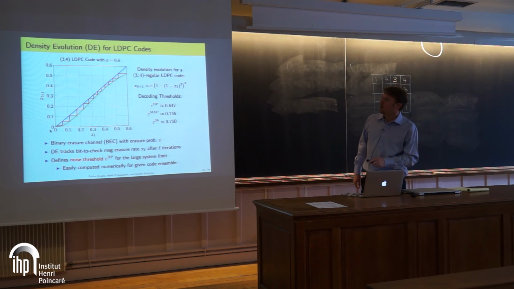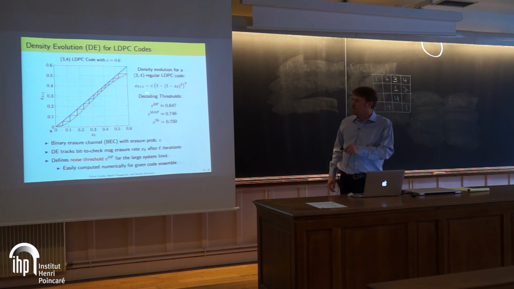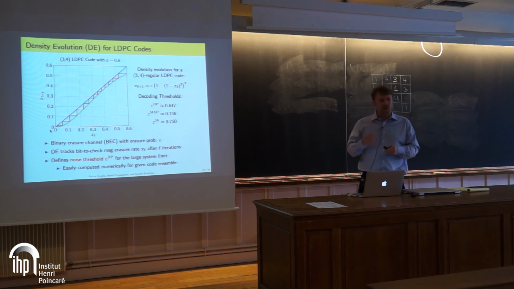All right, so the density evolution equations give us an update here. If I look at the erasure probability of messages from variable nodes to check nodes after L iterations, I have this recursion: x_{l+1} is equal to this. And if I plot here the line f(x) = x, and compare it to this function, f(x) = epsilon (1 - (1 - x)^2)^2, there.